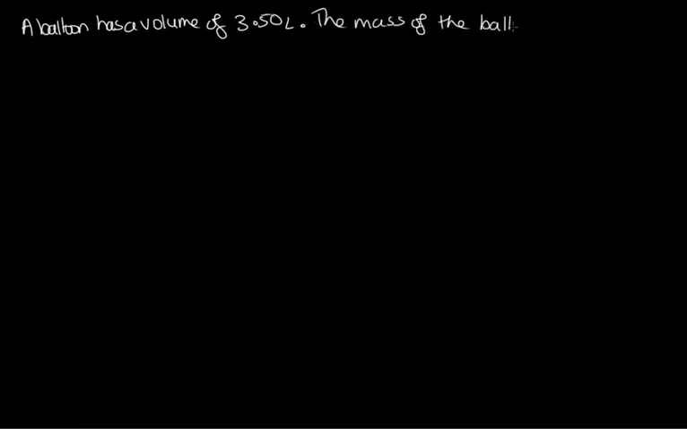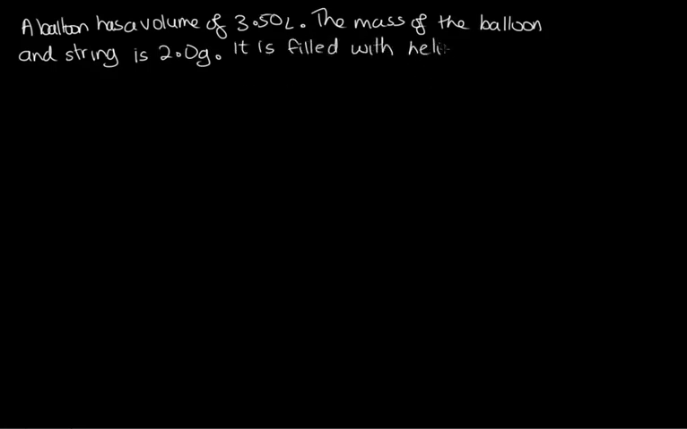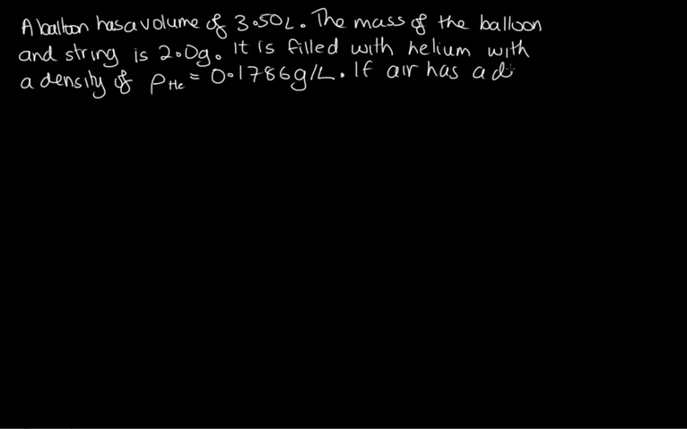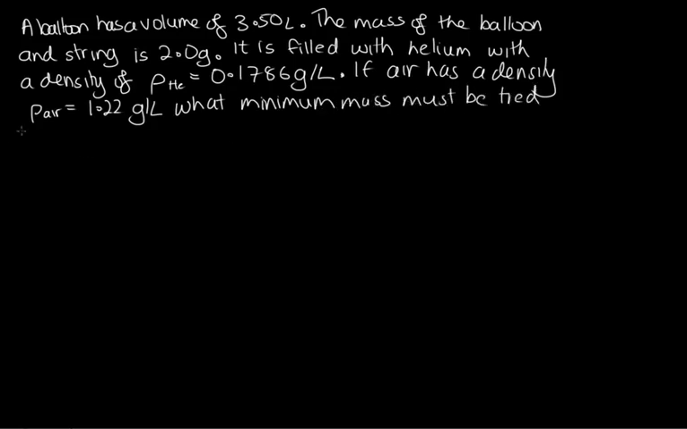So now let's do a calculation involving this helium balloon. The question is, a balloon has a volume of 3.50 litres. The mass of the balloon and string is 2.0 grams. It is filled with helium with a density of 0.1786 grams per litre. If air has a density of 1.22 grams per litre, what minimum mass must be tied to the balloon to stop it from floating away?